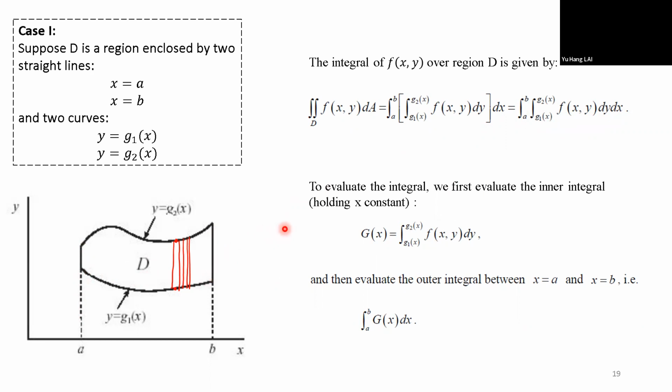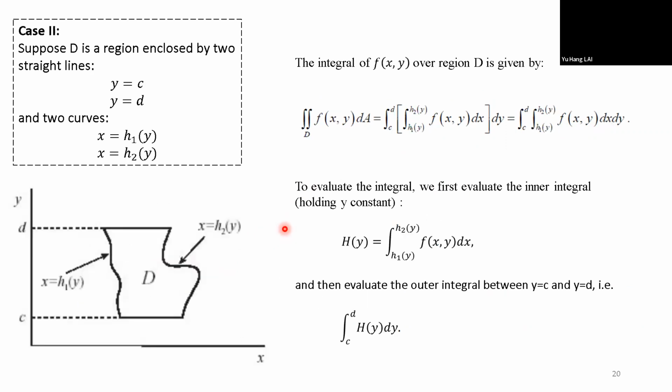So now, suppose I consider another case. This time you can see that my boundary at the top and the bottom are straight lines. But this time the boundary on the left and on the right are described by curves. They are described by functions. So this and this are just these two lines, and then this curve and this curve are given by these two functions.